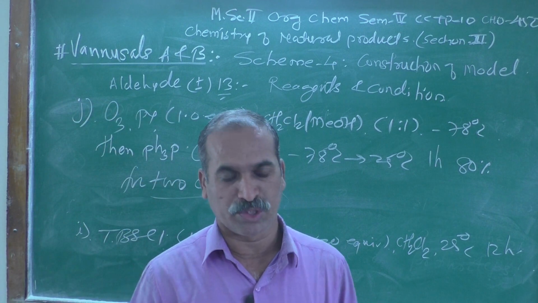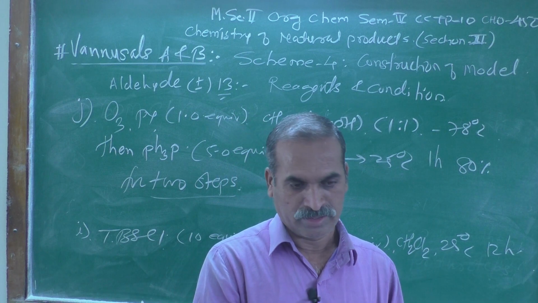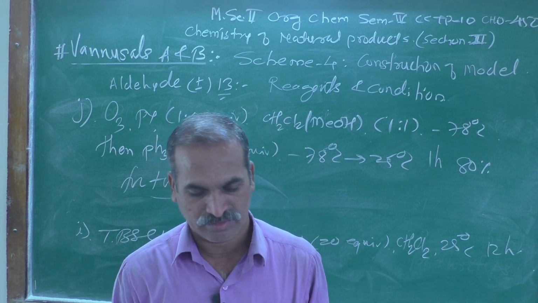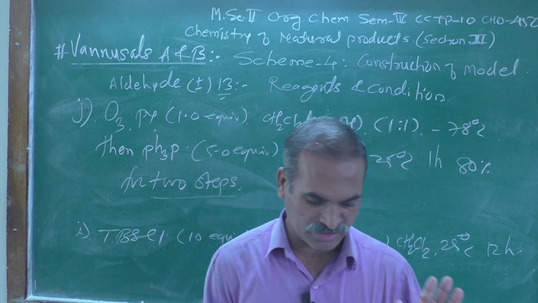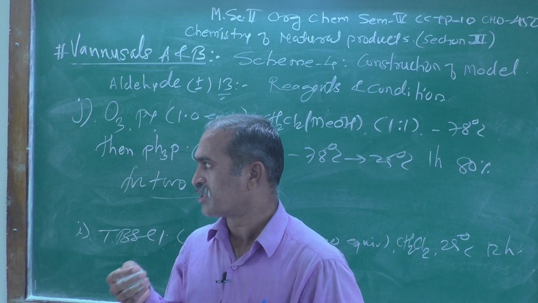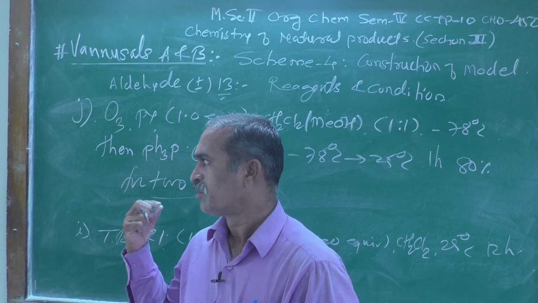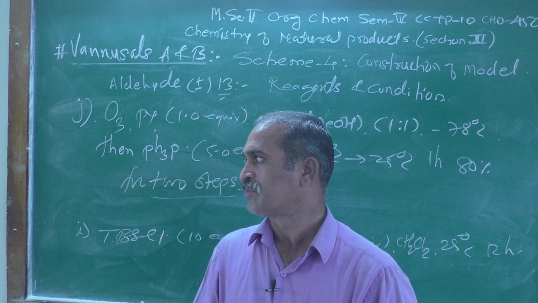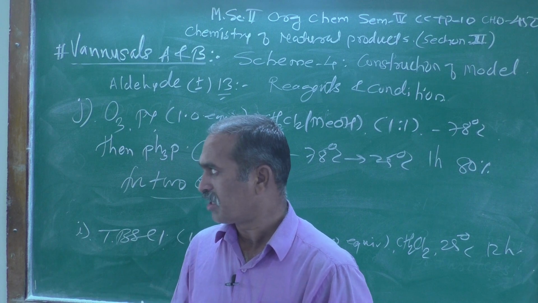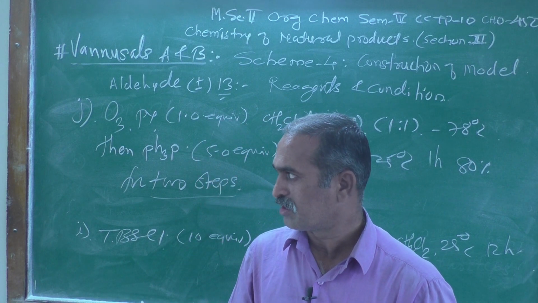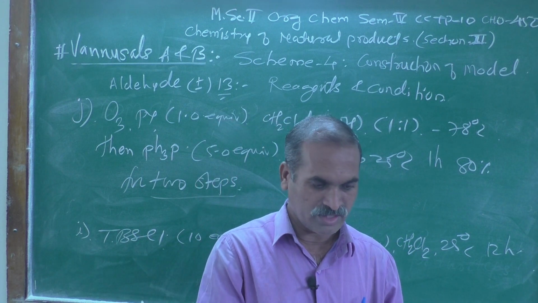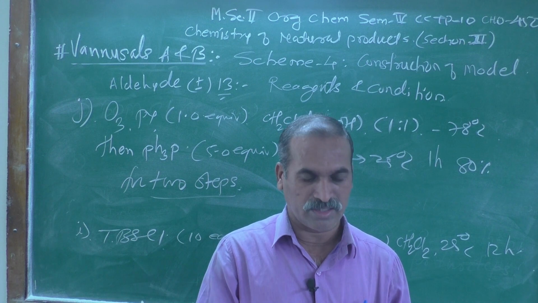These are the reagents used during the construction of model aldehyde plus minus 13. So, these are the reagents which were generally used for the construction of model aldehyde plus minus 13, and what is the reaction condition used there. So, I think with this we have completed these reagents. In next lecture we will see the rest of the thing.